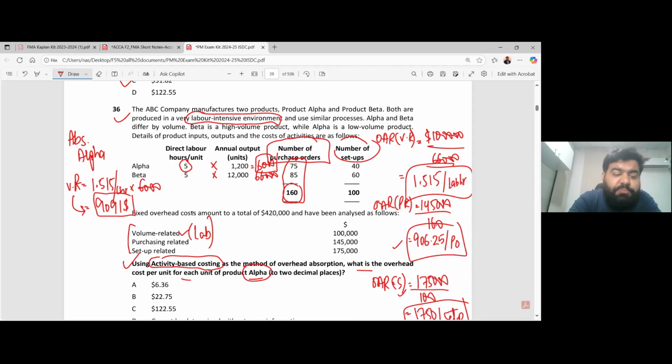After that, there is purchase related. OAR was 906.25. Multiply by how many purchase orders alpha is having? 75. 906.25 multiply 75 is 67968.75. The overheads absorbed were 67968.75.